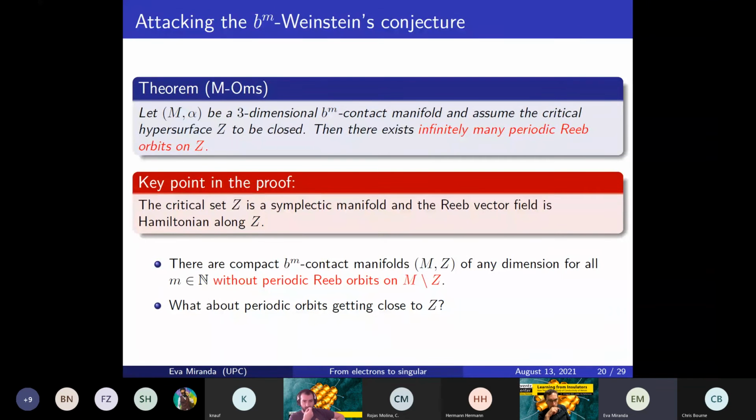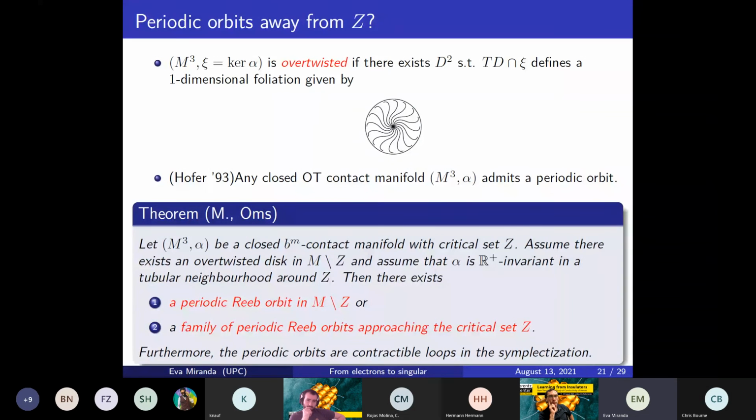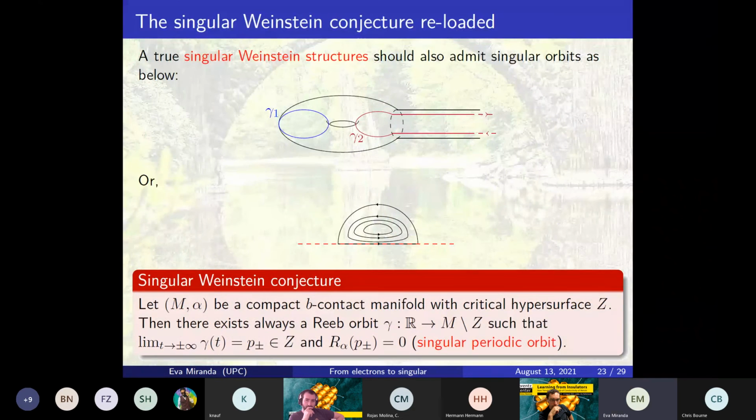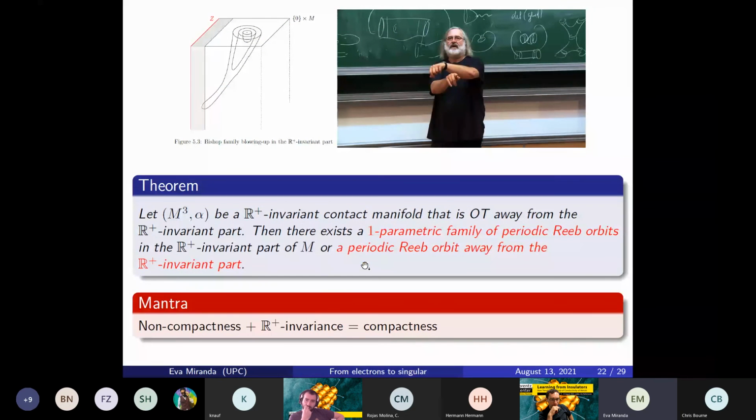Then the natural question: we had examples without periodic orbits on M minus Z, and do we have periodic orbits close to Z? One thing we could do is to use a technique by Hofer to prove the existence of periodic orbits whenever we have a condition related to a symmetry, which here we called R plus invariance, close to the critical set. So essentially the mantra is that when you have a non-compact manifold, but you have this R plus invariance, you can still apply many of the techniques of Floer.